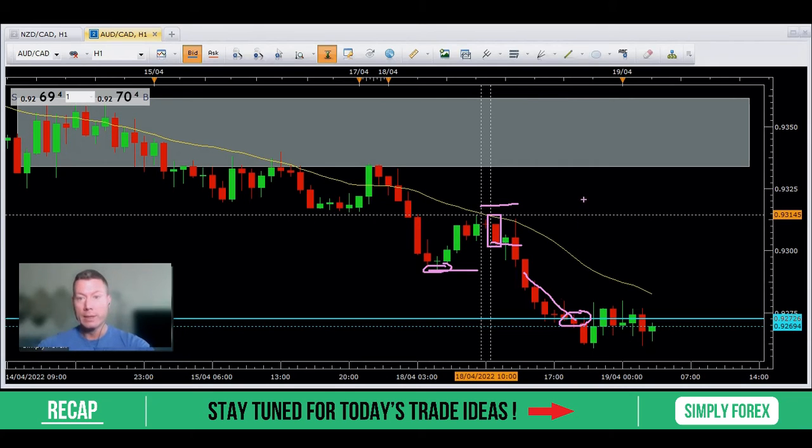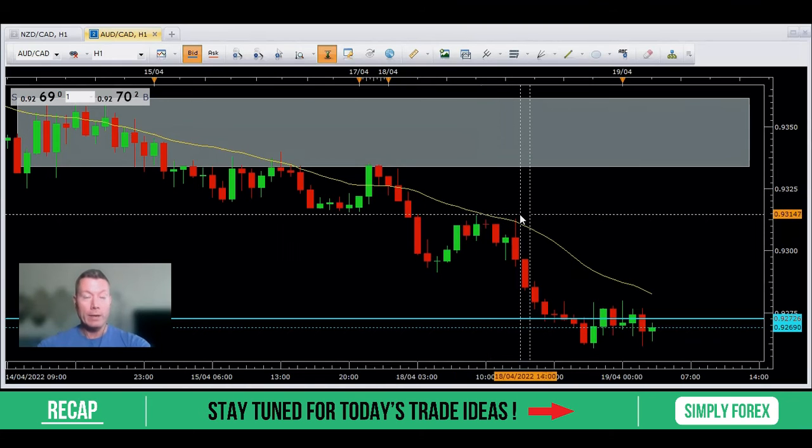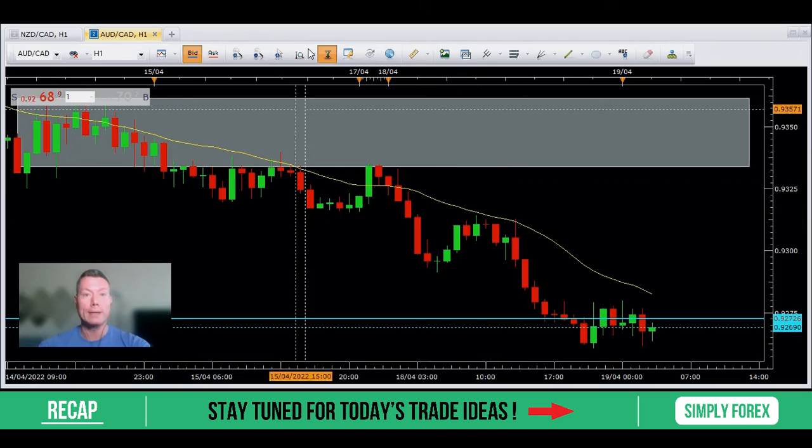All right, so they're the two trades from yesterday. Both hit target pretty quickly. Both gave us opportunities to get into the trade, but for me, it was the Aussie dollar Canadian dollar that I traded, and it was this candle that I entered on. I hope you took one of those trades. Both good trades, both in the right direction. Right, guys, let's take a look at today now and what we can potentially trade in the markets.